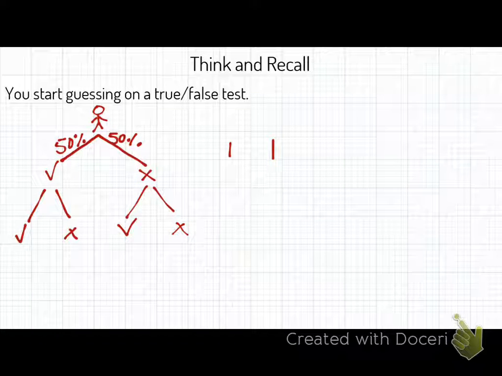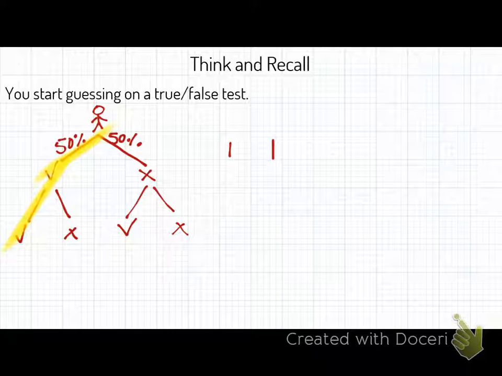Okay, I got a question for you. How many ways can you get both questions correct? How many ways? Both questions correctly. Only one. First question correct and second question correct. Do you see that? Are there any other ways you could have gotten both questions correctly? No. So how many ways? 1. Okay, good. All right?